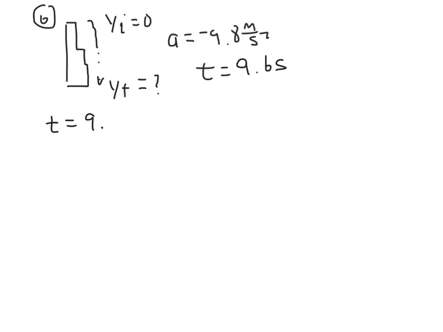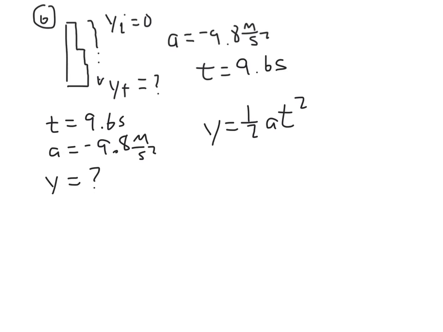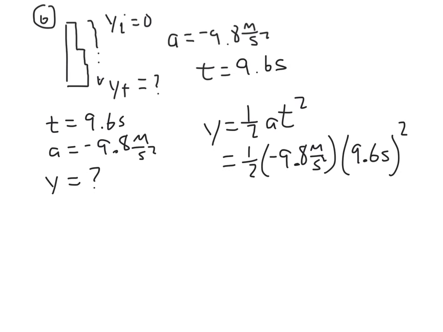So let me rewrite what we know. Time is equal to 9.6 seconds. Acceleration is equal to negative 9.8 meters per second squared. Our Y final, or our Y in general, or delta Y is equal to, we don't know. We can use the Cliff formula, which is Y is equal to 1/2 AT squared. Our acceleration is negative 9.8 meters per second squared. And our time is 9.6 seconds squared.